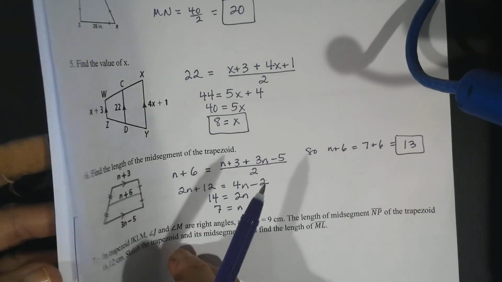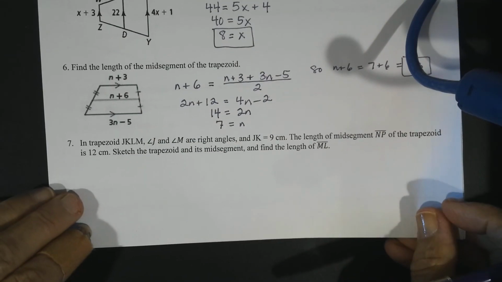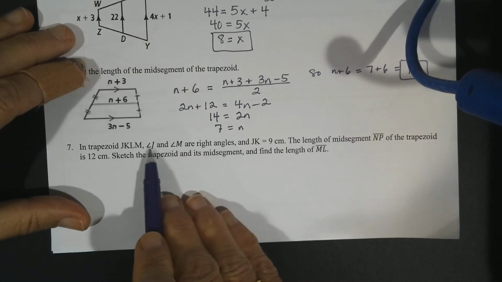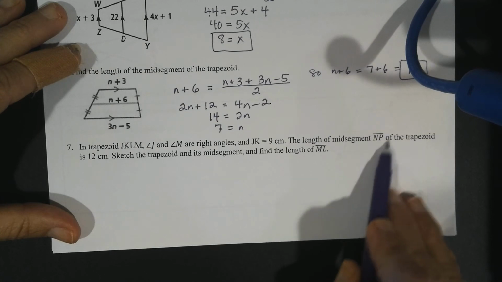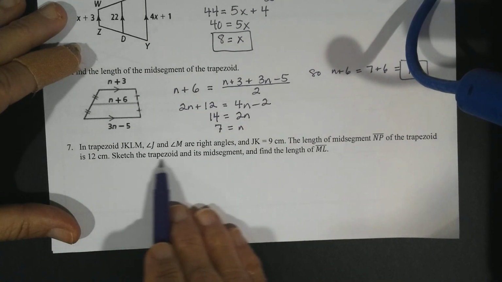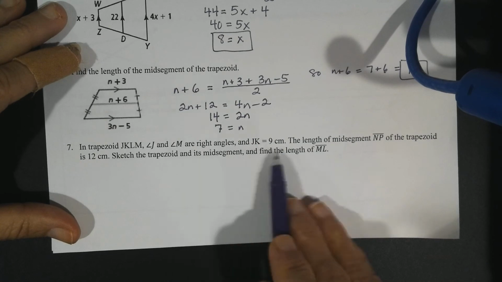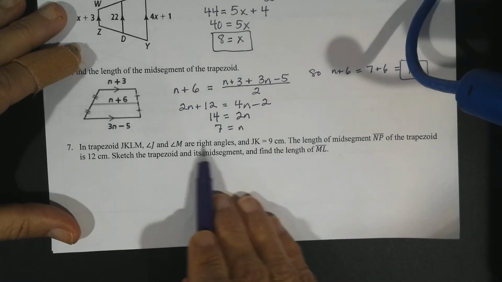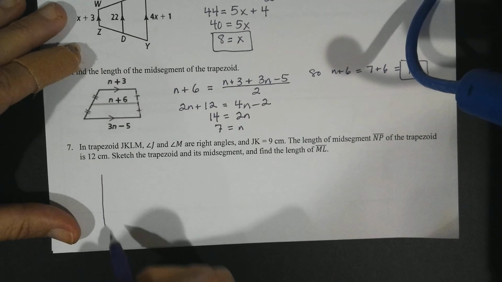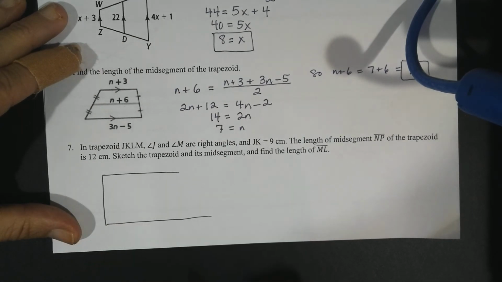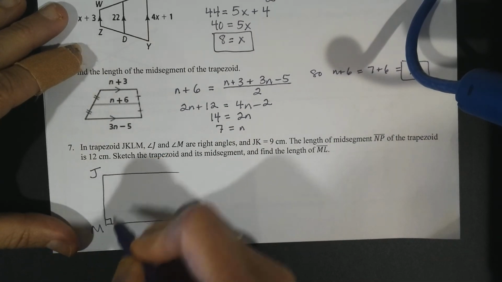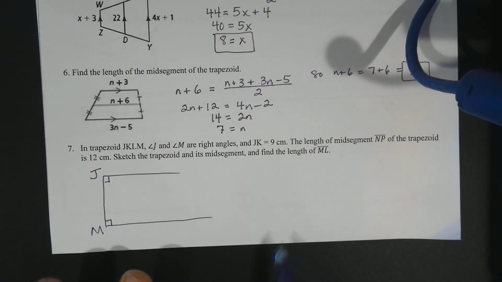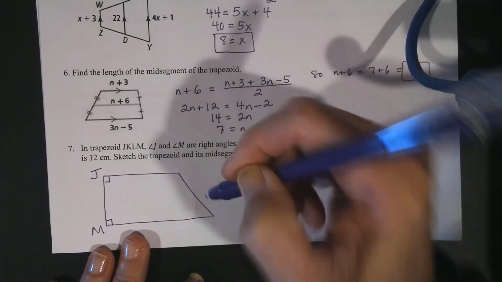All right. I think that's the last one for today. So then number 7, you have a trapezoid, JKLM. J and M are the right angles, and JK is 9. The length of this mid-segment is 12. Sketch the trapezoid and its mid-segment, and then find the length. So first, I know that these two are right angles, so I'm going to start like this. It doesn't matter what this other side looks like. I'm just going to make it slanted.